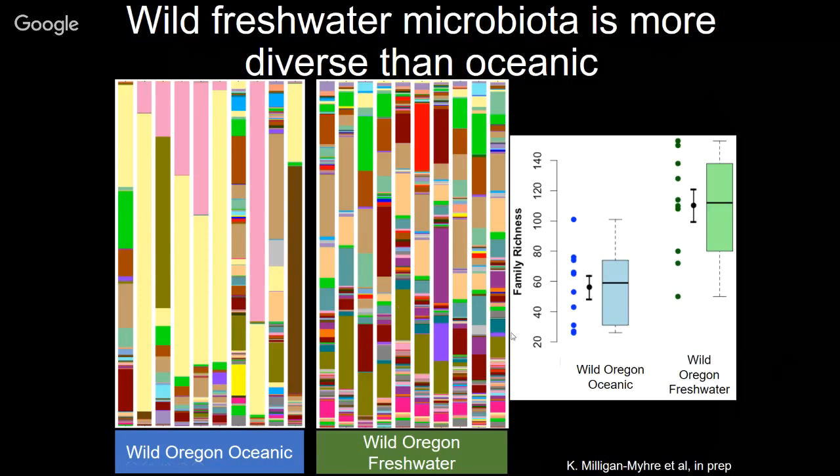And in fact, when we look at family richness and family evenness, two different alpha diversity measurements, we see that the wild Oregon oceanic population has less diversity than the freshwater population. So we have a difference in which microbes are present, and we also have a difference in the diversity of these microbes.